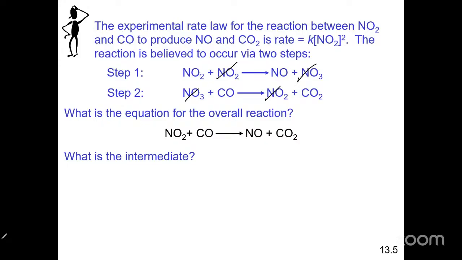The next question is, what is the intermediate? Now, let me remind you of what the intermediate is. The intermediate is a species that is produced in one step and then used up in a subsequent step. So based on what we have here, what would you say the intermediate is? NO3. Exactly, so that's the correct answer, NO3.